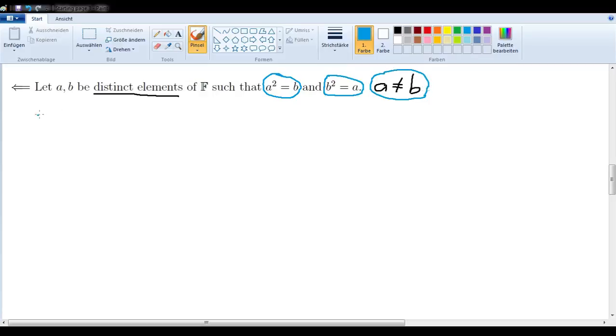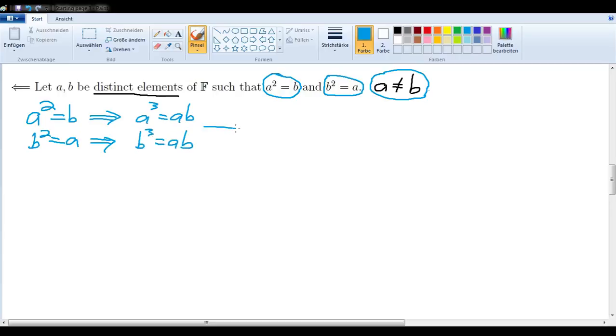So we'll start out by finding out something about a cubed and b cubed. If a squared is equal to b, and I multiply both sides of this equation by a, I get a cubed being equal to ab. In the same way, I multiply both sides of this equation by b, I get b cubed is equal to ab, which of course, taken together, means that a cubed is equal to b cubed, or for our purposes, a cubed minus b cubed is equal to 0.